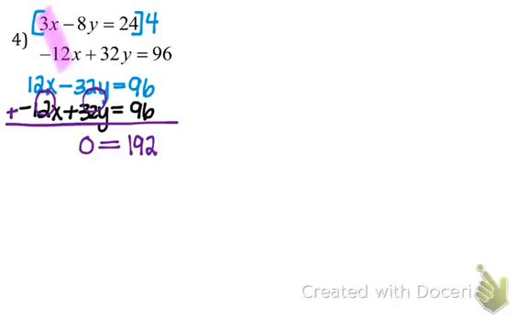Well, this is interesting because we canceled out our variables, but we do know that 0 is not equal to 192. This means that there is no solution to this system. In a graphical sense, this would mean that these two lines would be parallel to one another, which means that they would never intersect.